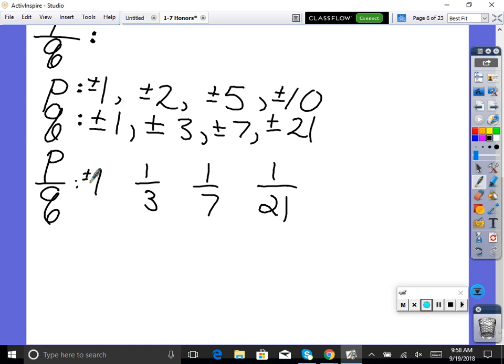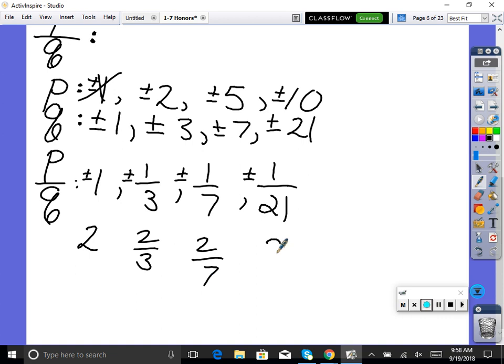So we don't know if it's plus or minus. So I'm going to put commas in. Okay, those are the possible p divided by all the q's. Now p divided by q here. 2 divided by 1 is 2. 2 divided by 3, 2/3. 2 divided by 7, 2/7 is a possibility, and 2 divided by 21. These are possible rational roots. Do you see other fractions? They're rational roots. These are possible rational roots.